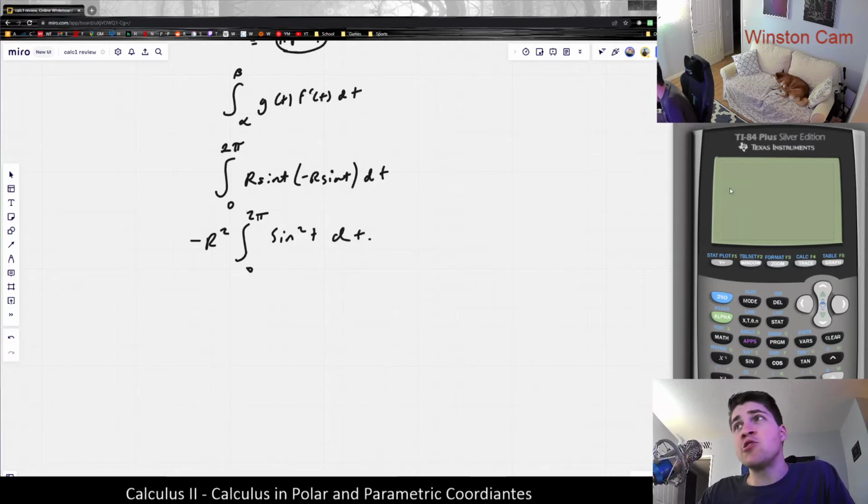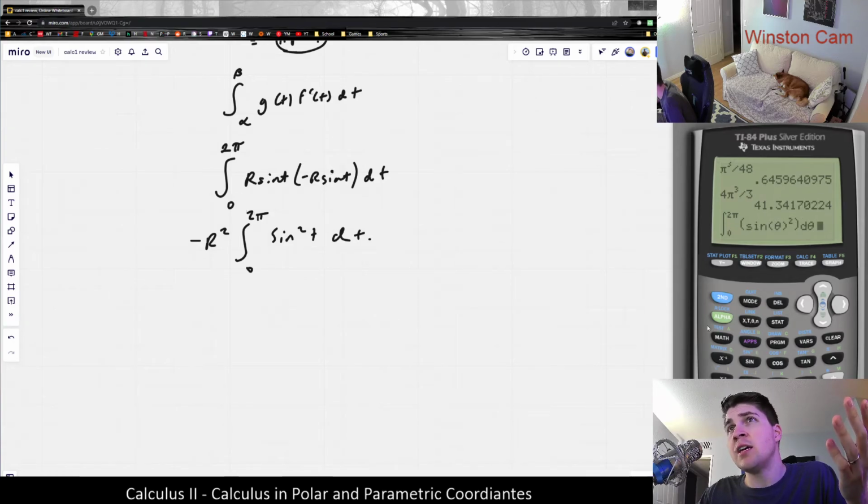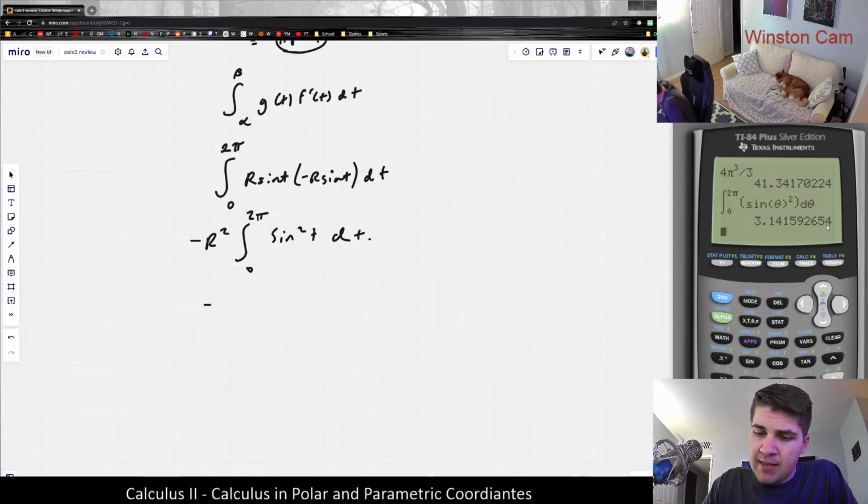Let's just use our calculator so as to not waste more time, but it's almost exactly the same integral as we just solved. So the integral from 0 to 2 pi of sine squared theta, I'll just leave it in terms of theta. Make sure my calculator is in radian mode, which it is, and if it was not, that would be completely wrong. What I end up with is an answer of 3.14159, obviously pi. So when solving the area of the circle parametrically, I get negative pi r squared.